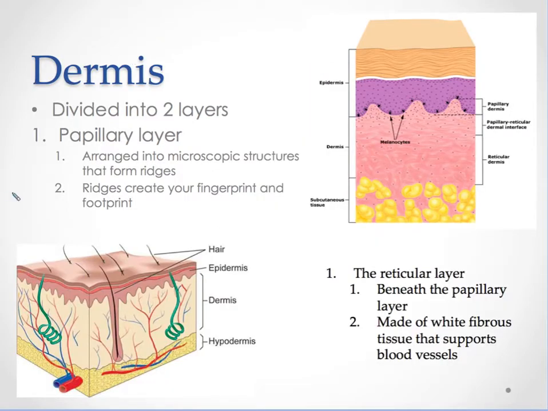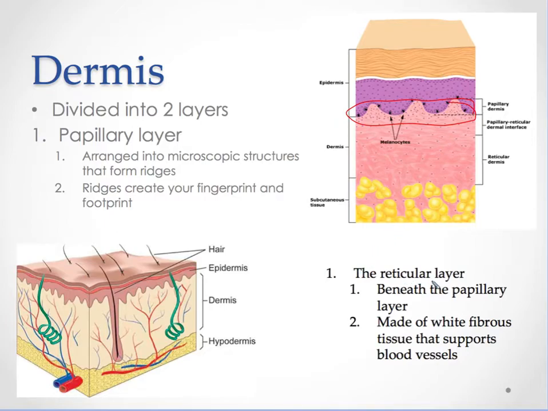There are 2 layers to your dermis. One, you have the papillary layer, which is where you get your ridges at. So your papillary layer is your dermal papillae. This creates your fingerprints, your footprints. Those are all created from these ridges here. So no 2 people's dermises are the same. You have different dermal papillae, different lines which create different fingerprints.